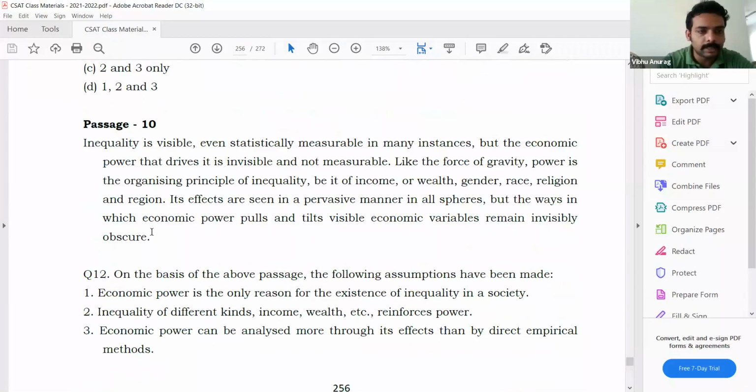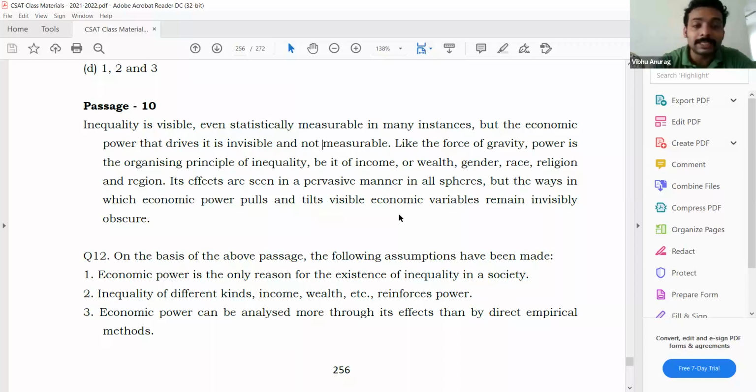Okay. Then passage 10. Inequality is visible, even statistically measurable in many instances. But the economic power that drives it is invisible and not measurable. So you can see the inequality, but you can't see the economic power that drives it. Like the force of gravity, power is the organizing principle of inequality, be it of income or wealth, gender, race, religion, and region. So any kind of inequality, the reason is power. Its effects are seen in a pervasive manner. Pervasive means all encompassing, present everywhere, in all spheres.